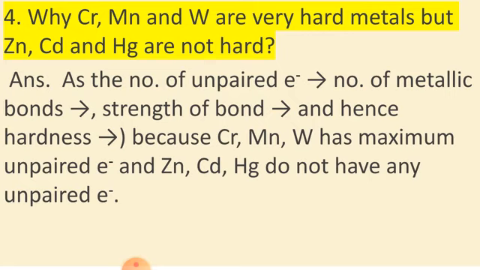So look at the answer. As the number of unpaired electrons increases, the number of metallic bonds increases, the strength of the bond increases, and hence hardness increases. Chromium, Mn and W have the maximum unpaired electrons, and Zn, Cd and Hg do not have any unpaired d electrons. That's why they are not as hard as chromium, manganese and tungsten.